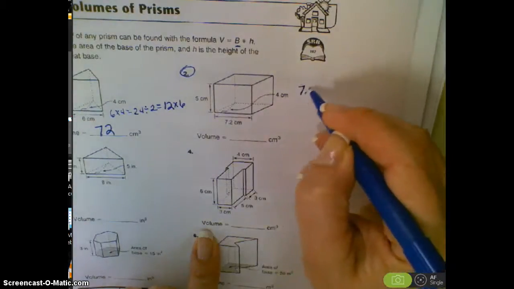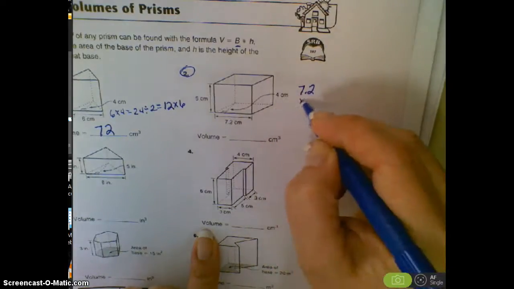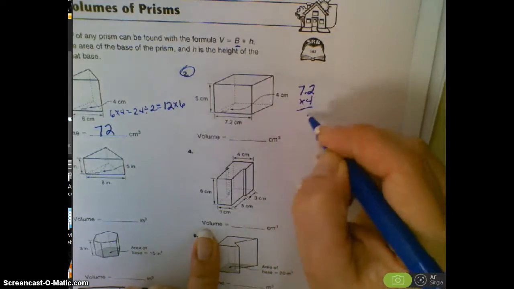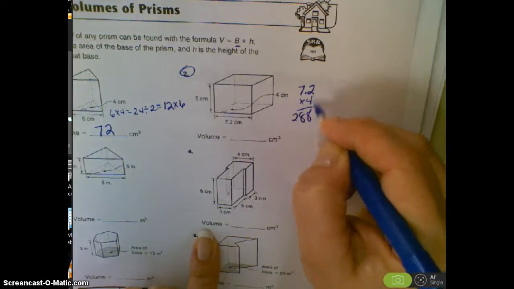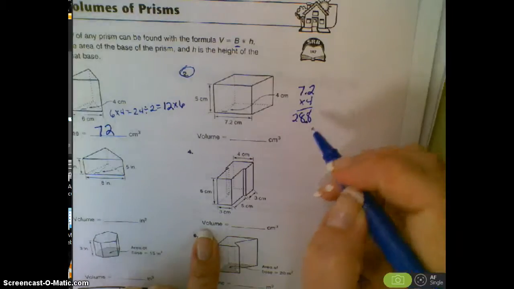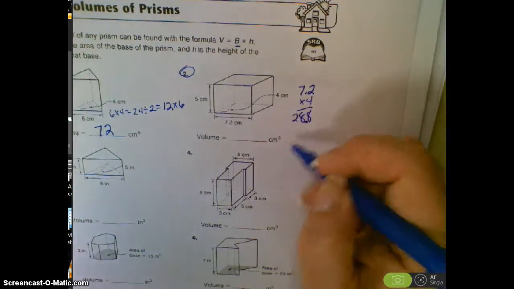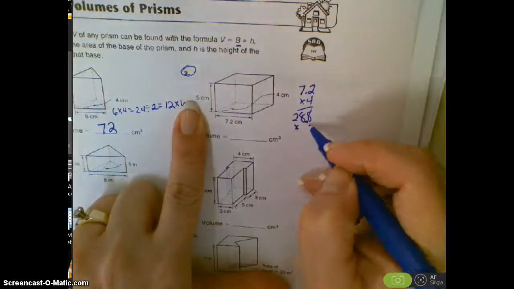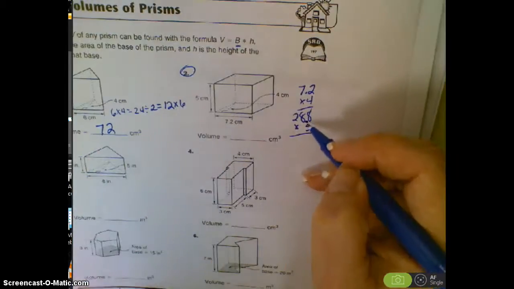We'll do our 7.2, and we're going to multiply it times its height, which was 4. 4 times 2 is 8, 7 times 4 is 28, and we've got one space behind the decimal, so we'll make it 28.8. And we don't need to cut this one in half or anything because it's a parallelogram. And then we'll multiply it times 5. Keep your decimal in mind there. And then we'll ignore it till the very end.